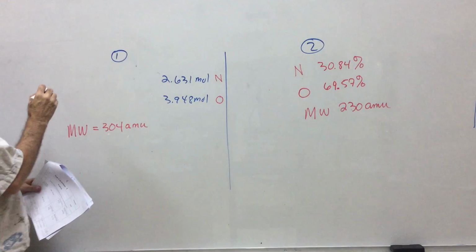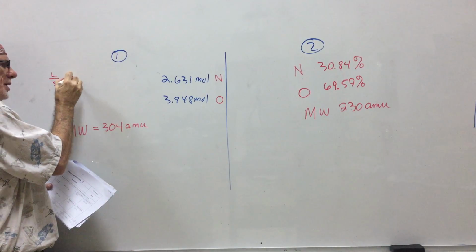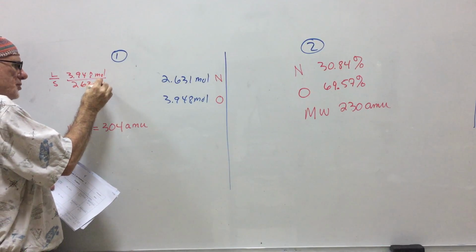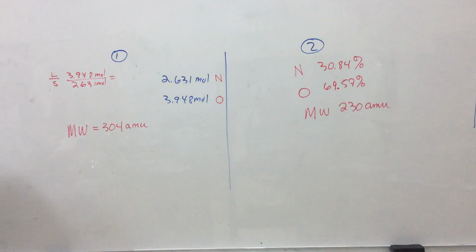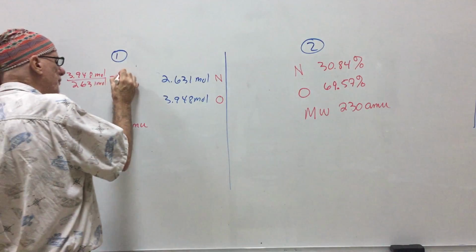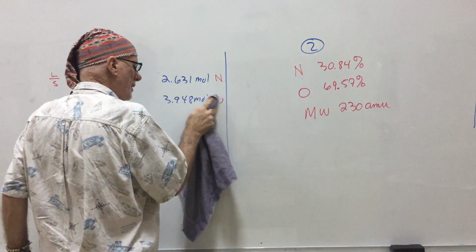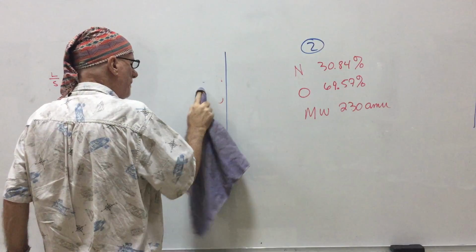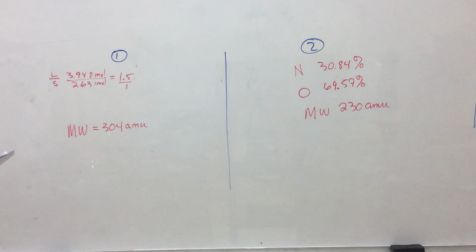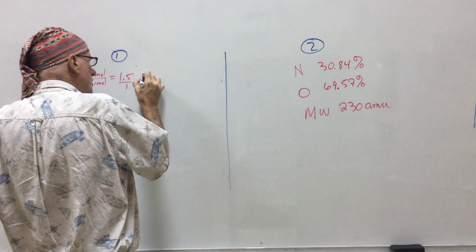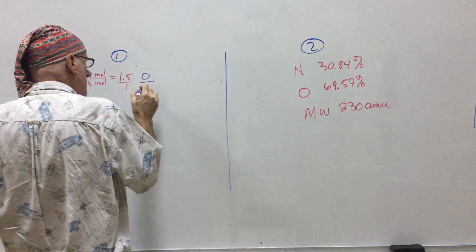Okay, now, so you would say large over small would be 3.948 moles divided by 2.631 moles, right? And that's going to equal 1.5 to 1. Now, I can get rid of this now. Let me clip this, and I can say that this is oxygen up top, okay? Got to keep your wits about you. Let's make that blue oxygen, and that is nitrogen, okay?